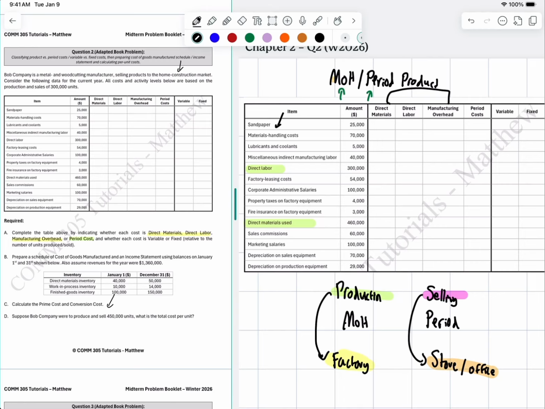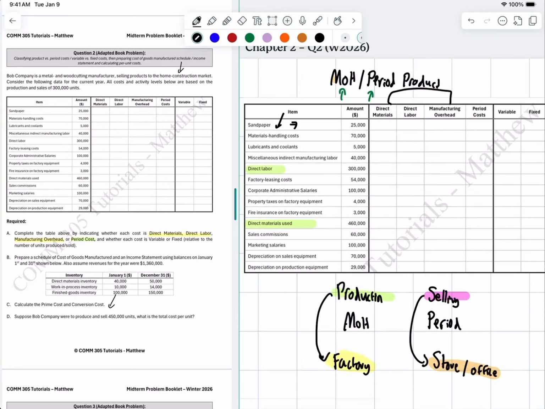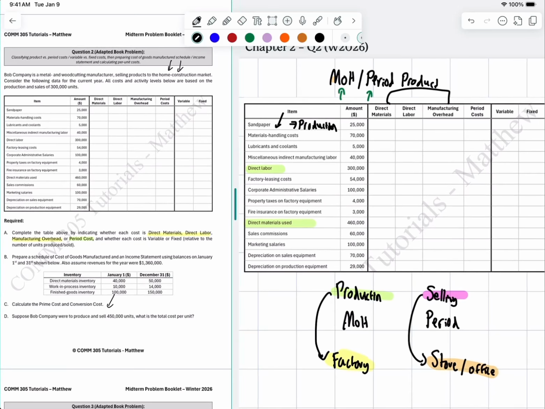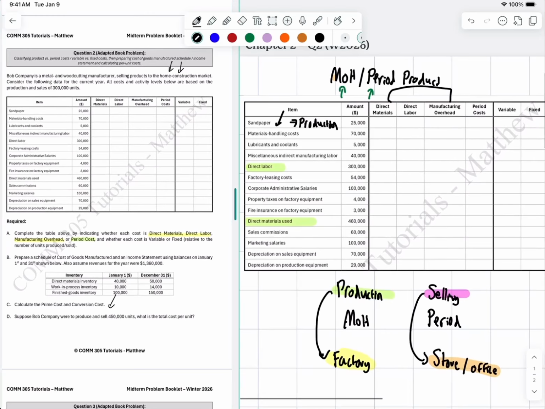So if you weren't convinced, sandpaper is related to production. It's a production cost, but it's not DM, because it's not on the final product. It's something that we use to finish the material, to make sure it's smooth. Therefore, guys, it is manufacturing overhead. So I'm going to put 25,000. Let me make the pen a little less thick over here. So 25,000.